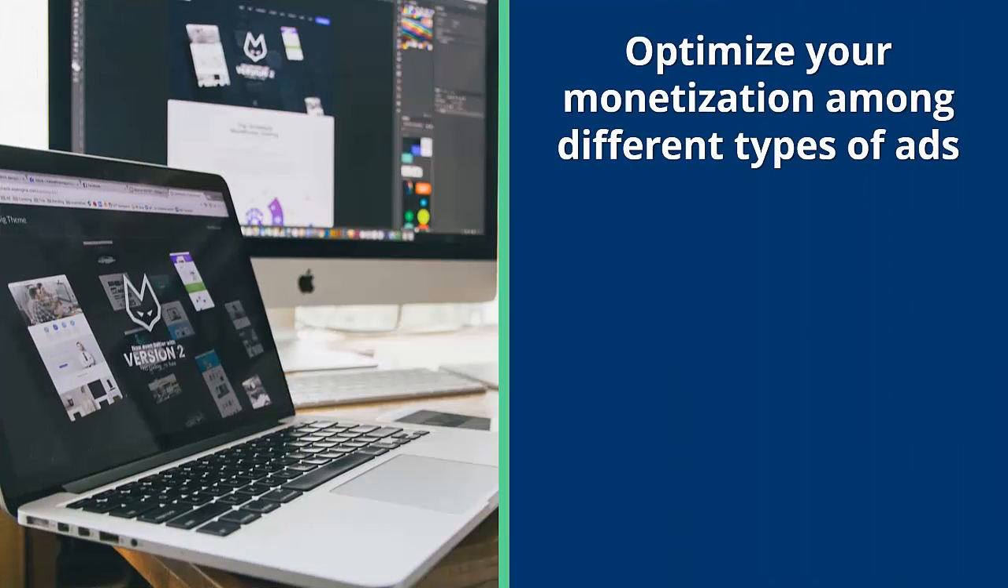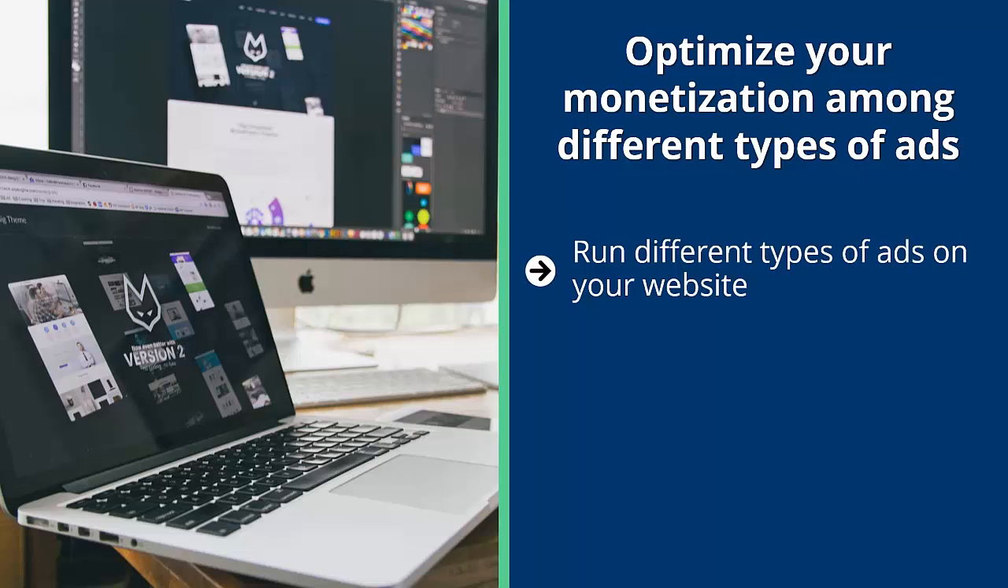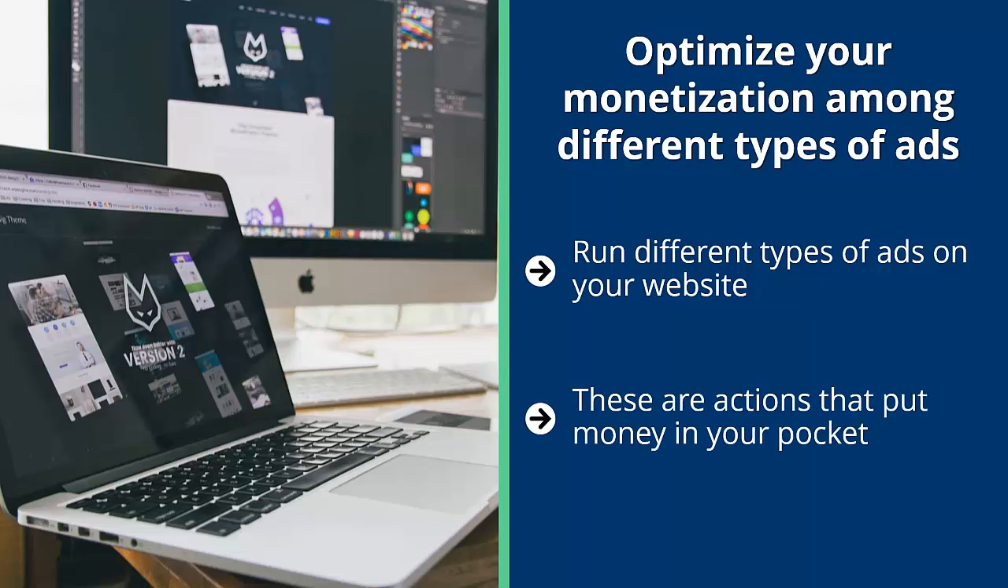Optimize your monetization among different types of ads. Run different types of ads on your website. I'm talking about text links, email submission forms, graphical banners, graphical ads that are made up of only text, and native ads. Test all of these through your website and pick out the type of ad that gets the most conversions. Again, I'm not talking about getting the most clicks. I'm talking about sales or email submissions here. These are actions that put money in your pocket. Pick the type of ads that produce the most conversions.